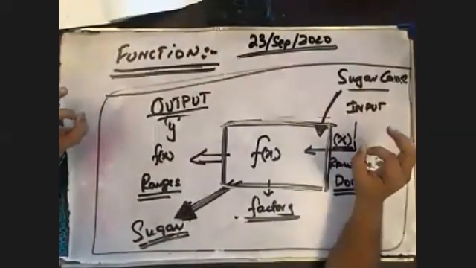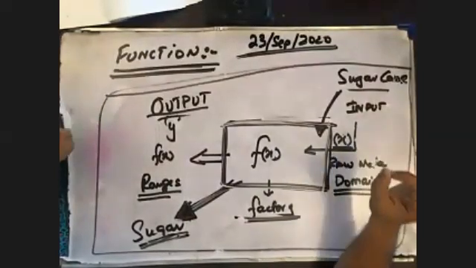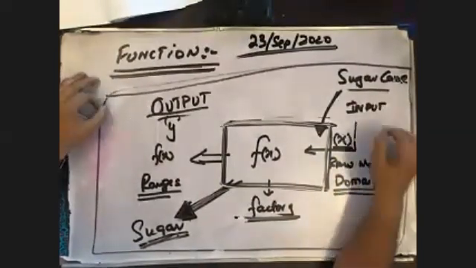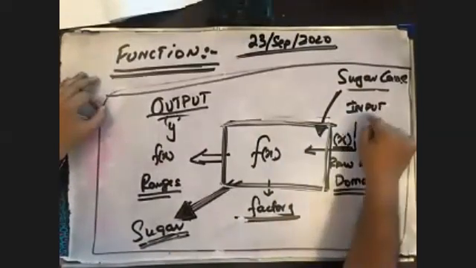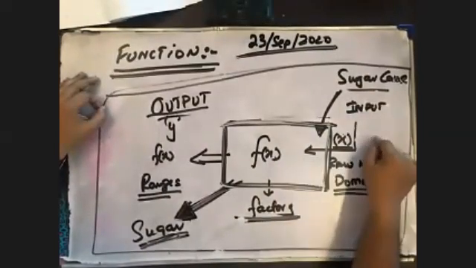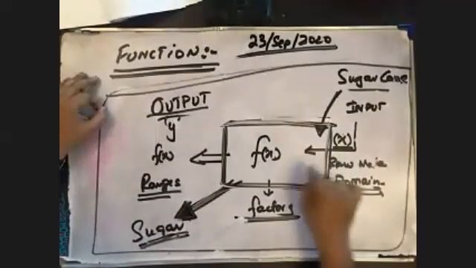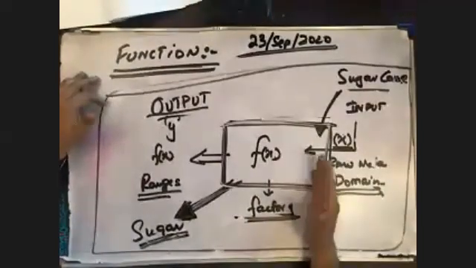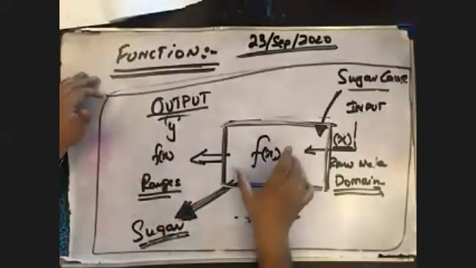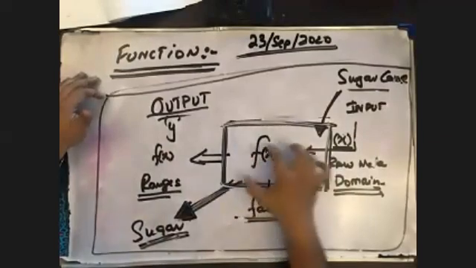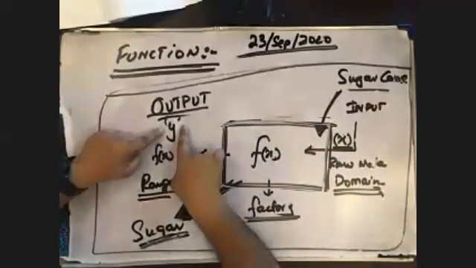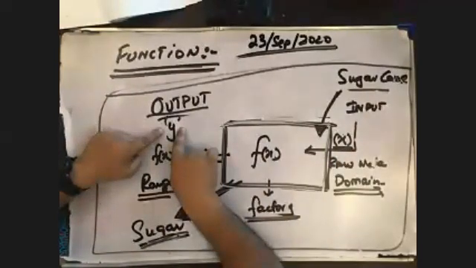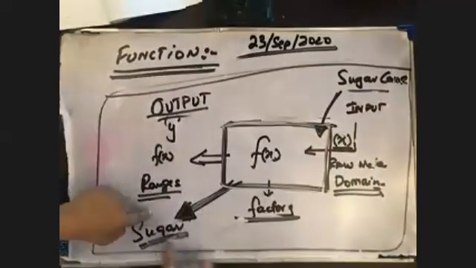Remember one thing, everything that you do comes with calculations. Sugarcane is the input, the value of X, the raw material, the domain. These are the words for the input. And what's in the output? Fx is a function. It does something and the output is another thing. If your input is X, your output is Y. If your input is sugarcane, your output is sugar.